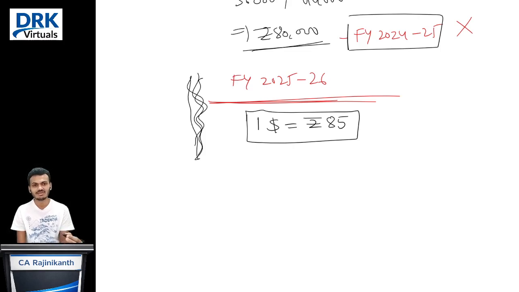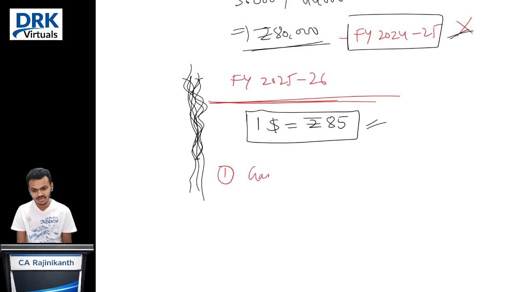If we already made the repayment in the first financial year, we don't need to discuss the second financial year, correct? Instead of making the repayment, we restated at the end of the first financial year. Now we are discussing the second financial year. In the second financial year, at the time of either repayment or restatement at the end of the second financial year, our exchange rate is $1 equals rupees 85. How to deal with it? First step, calculate the gain.